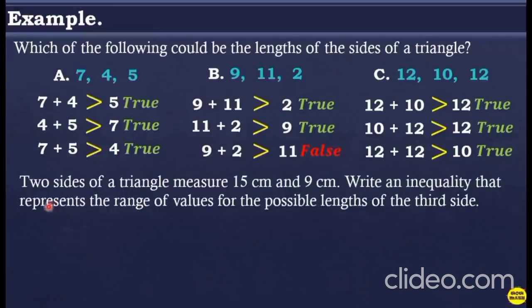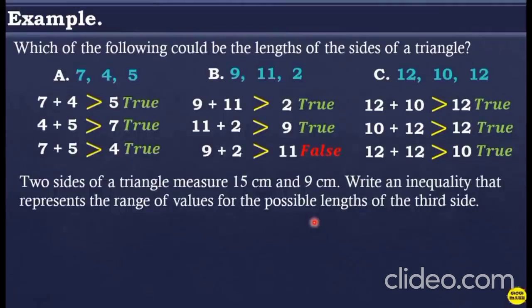Let's have another. Two sides of a triangle measure 15 centimeters and 9 centimeters. Write an inequality that represents the range of values for the possible lengths of the third side. So, in this problem, ang pinapahanap sa atin is what are the possible values, okay, possible lengths of the third side. Kasi ang binigay lang po sa atin are two sides which we have 15 centimeters and 9 centimeters. So, ibig sabihin, kulang tayo ng isa. So, ano yung pwedeng length ng third side natin for us to form a triangle?